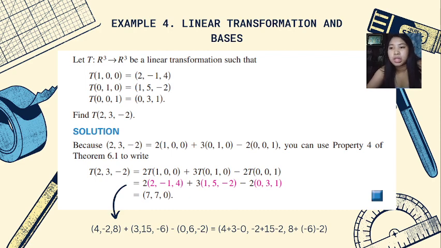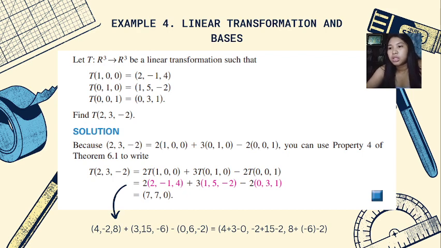at this point, pwede natin siya i-add. But we should not add it ng 4, negative 2, 4 plus 3, 15, negative 2. So, hindi natin siya ganun i-add. So, i-add natin siya by number. So, yung unang number muna, mga unang number muna. So, that are 4, 3, and 0. So, 4, 3, and 0, i-add natin siya. That would be equals to 7.